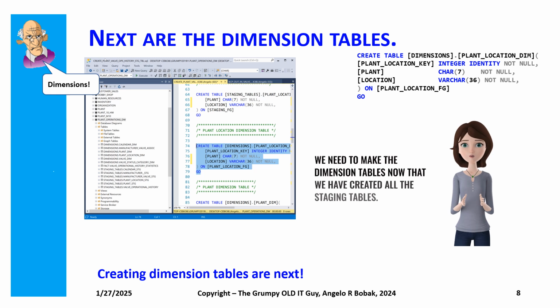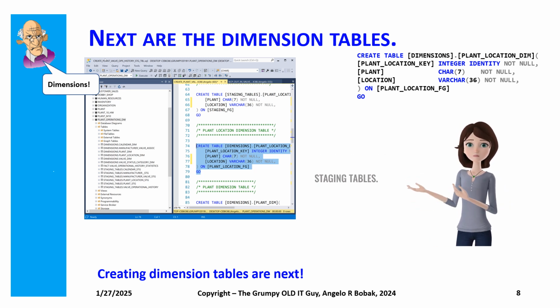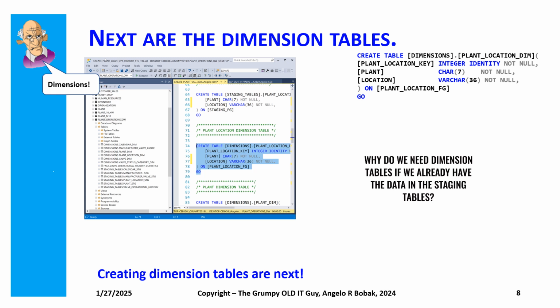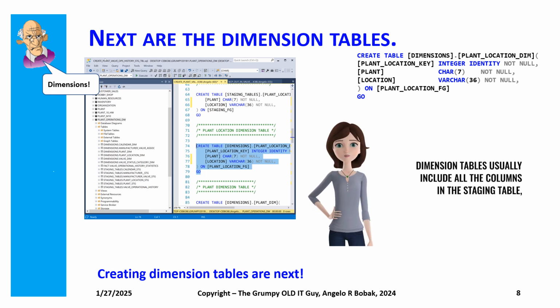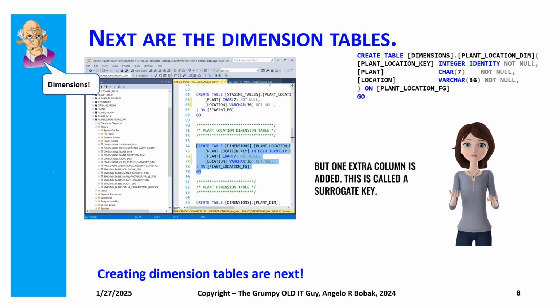We need to make the dimension tables now that we have created all the staging tables. Why do we need a dimension table if we already have the data in the staging table? Dimension tables usually include all the columns in the staging table, but one extra column is added. This is called a surrogate key.